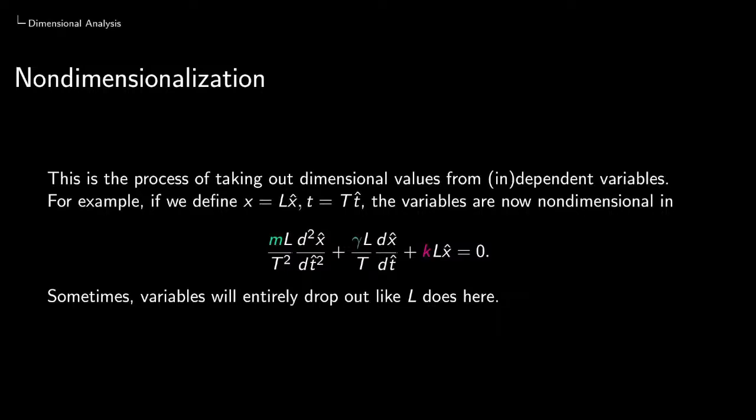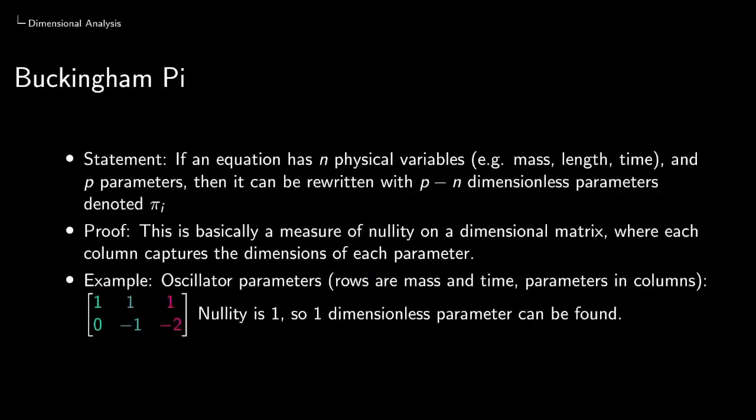And then we can use the Buckingham Pi Theorem to take these different physical variables or dimensions and the parameters. What it says basically is if you have n of these dimensions and p parameters, you can use that to extract p minus n dimensionless parameters, which are called pi's, so it'll be pi i. Essentially, this is a measure of the nullity of the dimensional matrix.